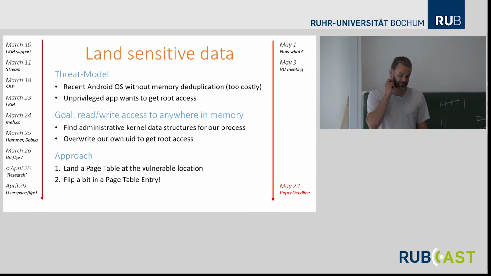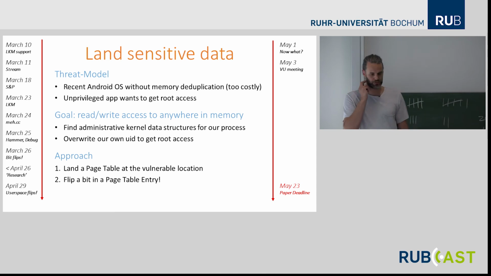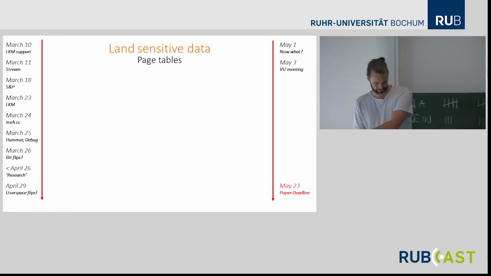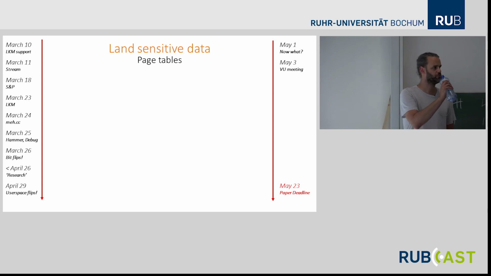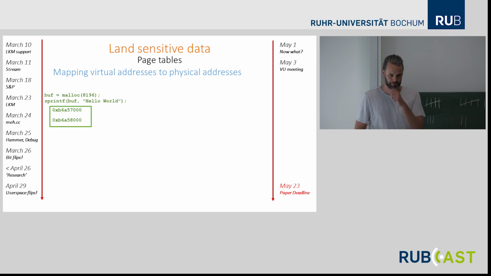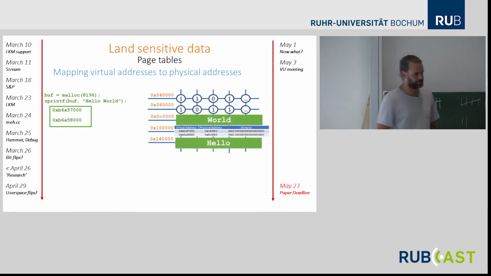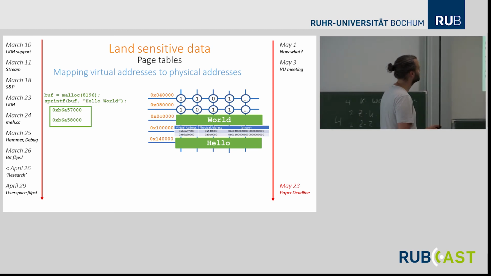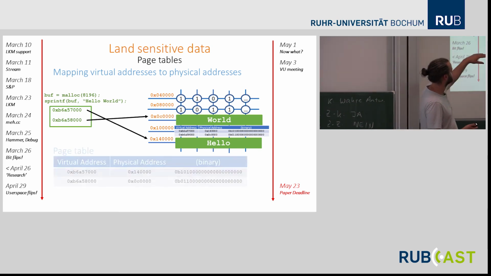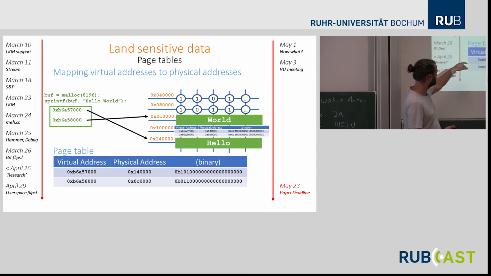The approach that was basically laid out in those figures was to land a page table at a location that is vulnerable to Rowhammer. And then we're going to flip a bit in a page table entry. About page tables, who knows here what a page table is? Okay, good. They map virtual addresses to physical addresses. I think I have to hurry up a little bit. So you have a buffer, and then the virtual addresses and the physical addresses. These are stored in the table, virtual to physical.